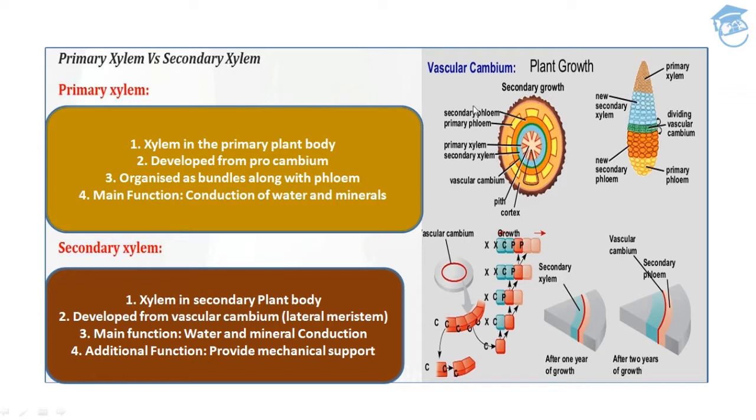As you can see, this is secondary phloem, which is represented by this dark yellow color. This is primary phloem, which is developed from procambium. This is primary xylem. And this is secondary xylem, which is represented by this blue color. This is vascular cambium. This is pith, which is the central part. And this is cortex, which is a ground tissue.